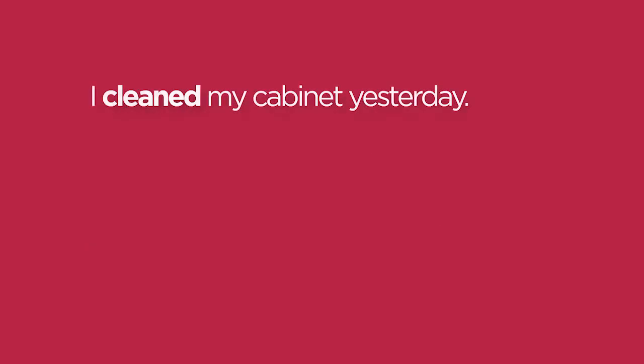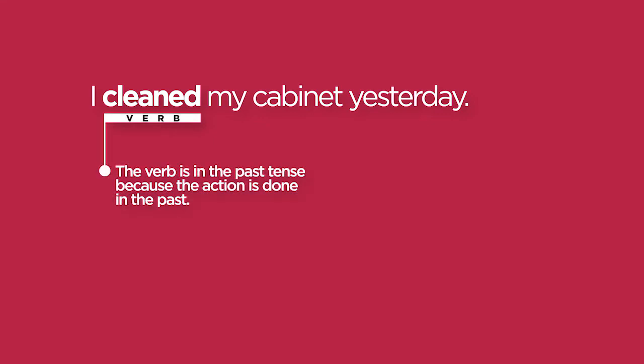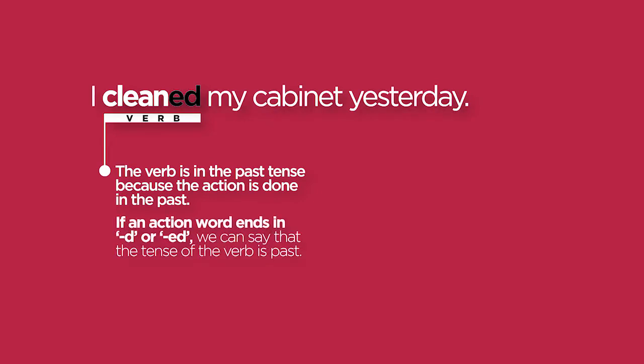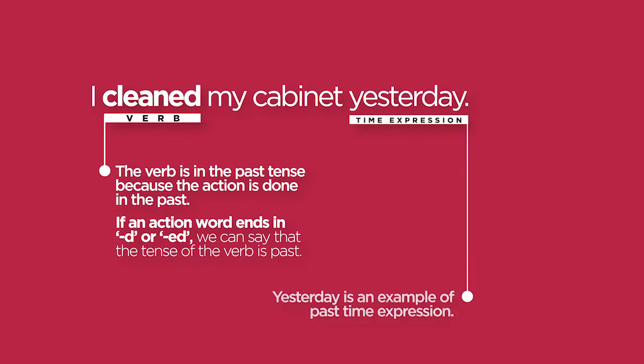The verb in the first sentence, I cleaned my cabinet yesterday, is in the past tense because the action was done in the past. It's finished. Notice that the action word ends in ed. If an action word or verb ends in D or ED, we can say that the tense of the verb is past. The time expression used in the sentence is yesterday. Yesterday is an example of a past time expression. A sentence in the past tense tells us that the action has already happened.